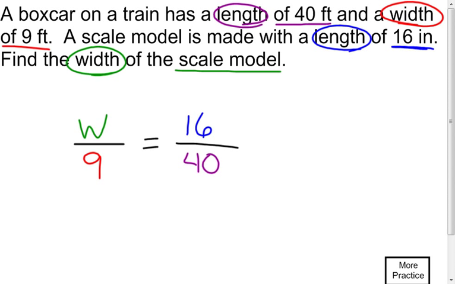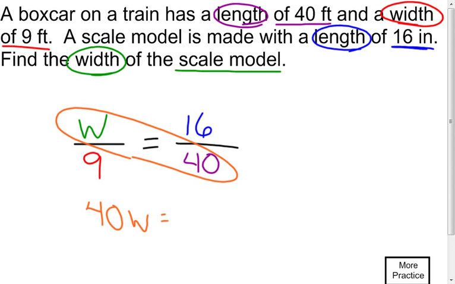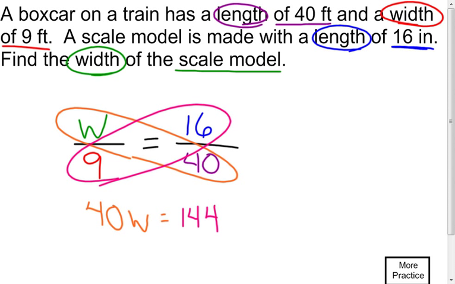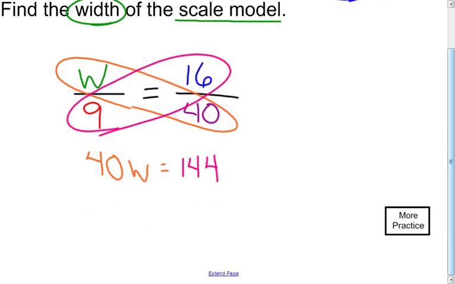Now here we go. I'm going to cross multiply. I'm going to go this way first this time. I'm going to get 40W equal to, go this way, cross multiply, and I end up with 144. And then I just need to finish solving my equation by dividing both sides by 40. And I find out that the width is 3.6.